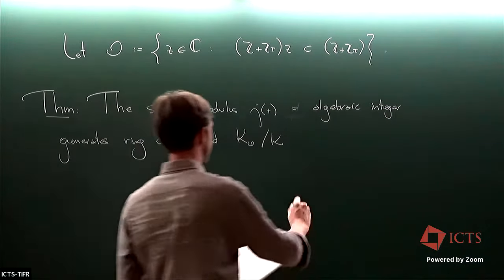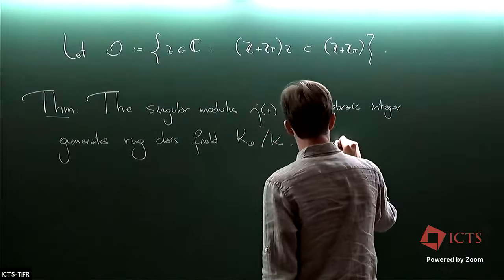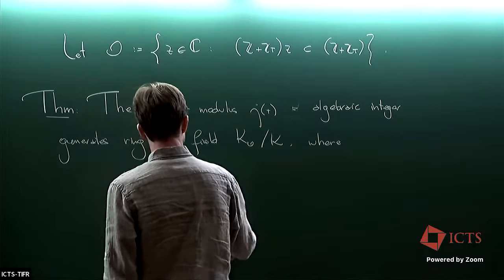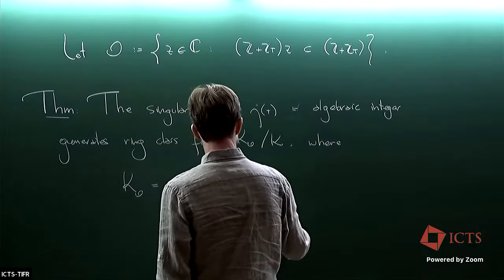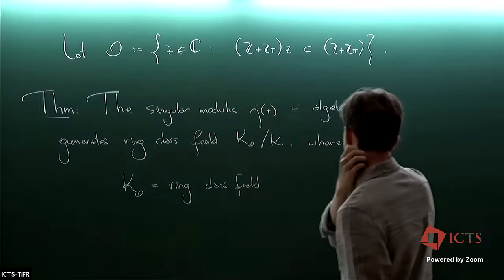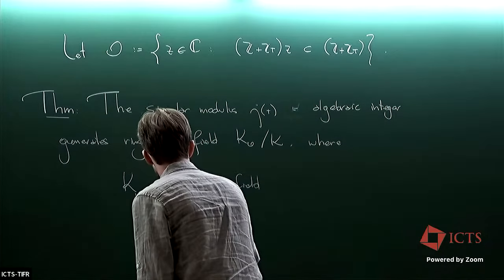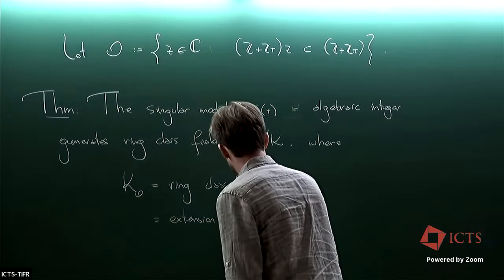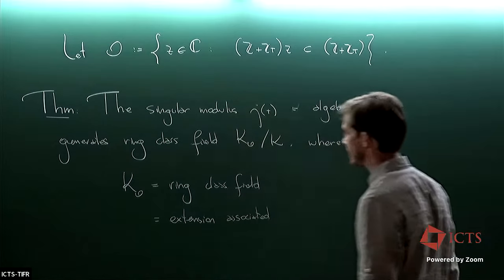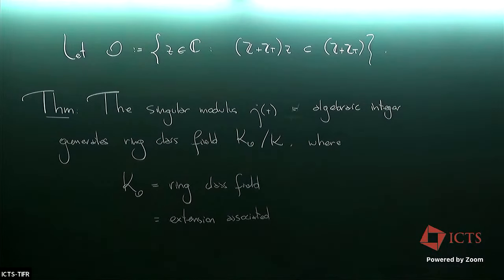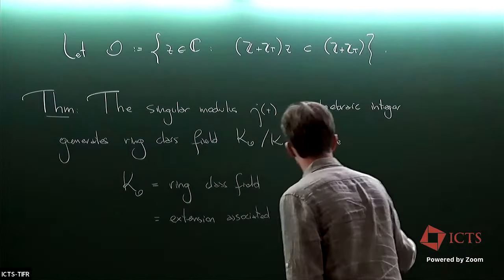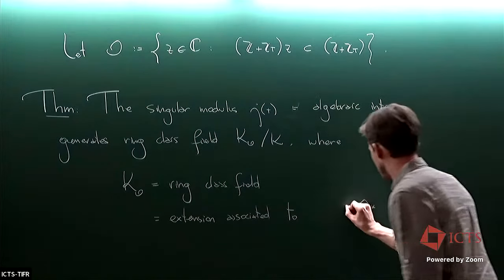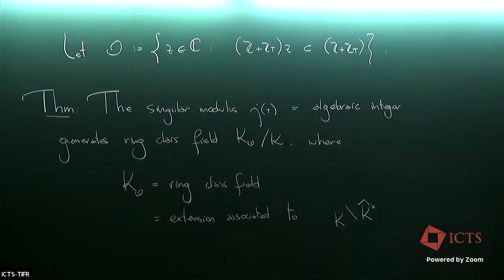Now the ring class field K_O, I remind you, is a ring class field, which means that through class field theory, it's the extension associated to a very specific quotient of the idele class group. It's the quotient that we take when we take the finite ideles in K and we quotient out on the left by the global elements K star.